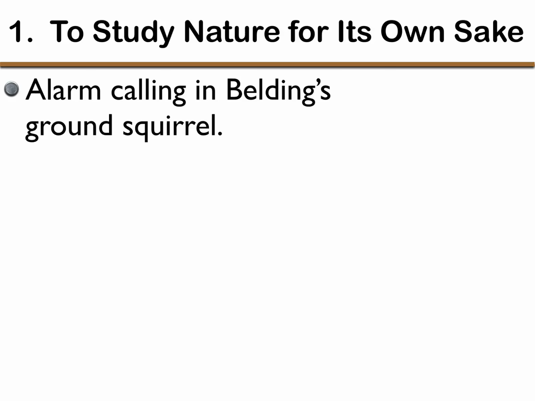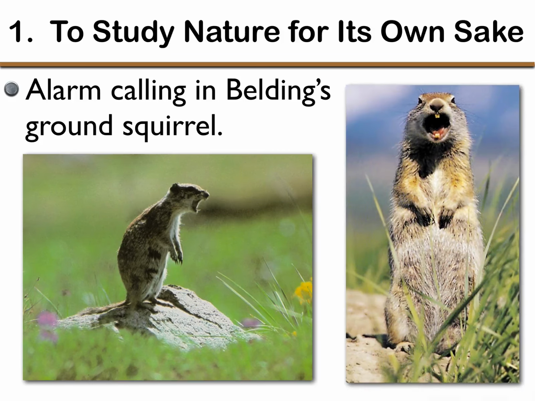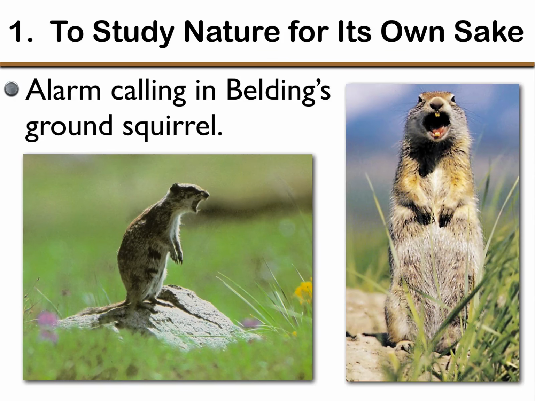Okay, so here's an example of this first role. A whole bunch of studies done by the Cornell psychologist Paul Sherman on Belding's ground squirrel, which are found in the western part of the United States. So this was all field work that he was doing. And notice what these females are doing. They are uttering an alarm call because they've spotted predators, potential danger. And so they are alerting other Belding's ground squirrels to the danger.